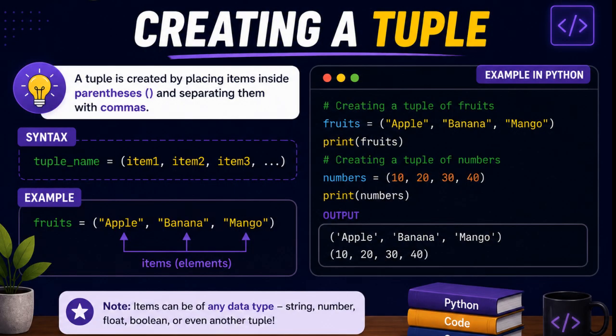Now let's see how to create a tuple. A tuple is created by placing items inside parentheses and separating them with commas. For example, here we can create a tuple called fruits containing apple, banana and mango. When we print fruits, all three items are displayed. We can also create a tuple of numbers like 10, 20, 30, 40. Tuple items can be of different data types such as strings, numbers, floats and boolean values. So creating a tuple in Python is very simple.